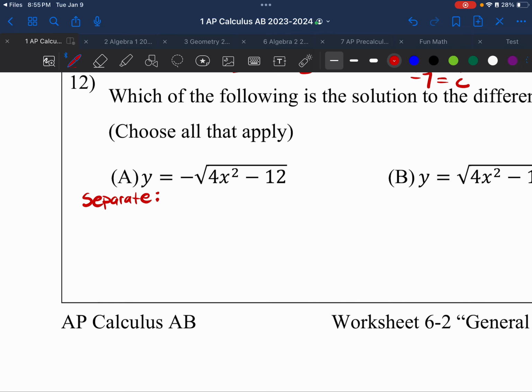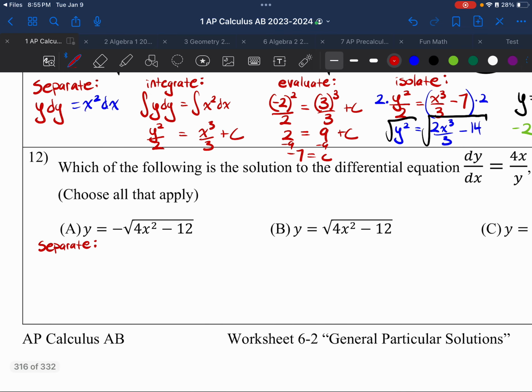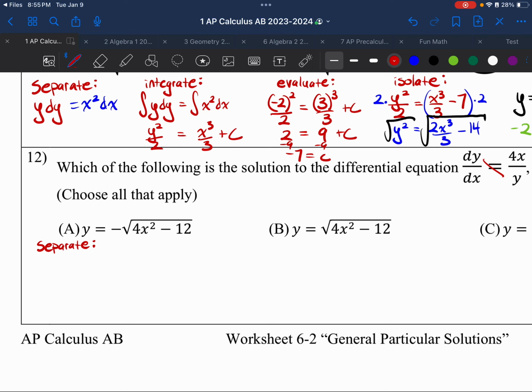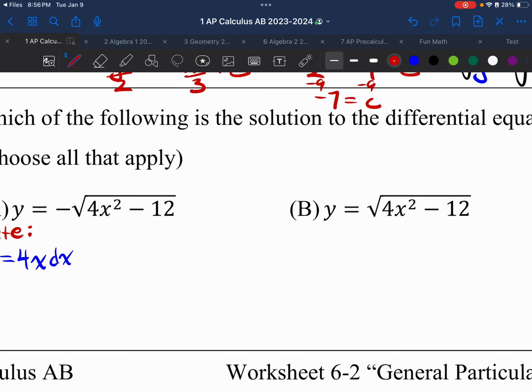So separate, where is my original equation? There it is. So let's go fraction equal to fraction, so that's kind of nice. Y dy, y dy, whoa, it's supposed to be a y. And this is going to be cross multiply this direction. This is going to be 4x dx, so this is going to equal 4x dx. And lucky us, we don't have to worry about x's and x's, y's and y's. They're on their own side. So done with separate. Moving on to integrate.